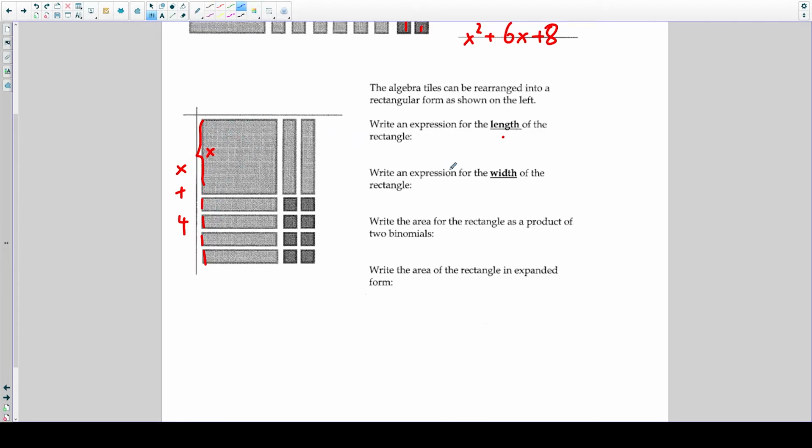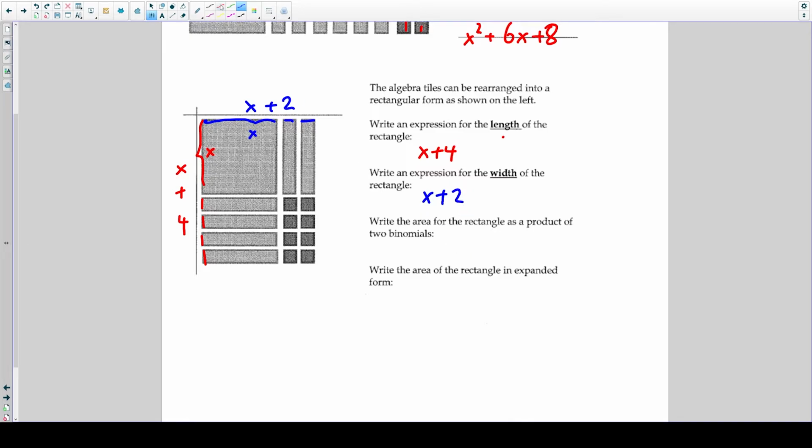Taking a look up here, we want to look for the width of the rectangle. So let's go ahead and write x plus 4 over here. Taking a look at the width, again, this is going to be a length of x, and we have 1 plus 1 there. So that gives us a total width of x plus 2.